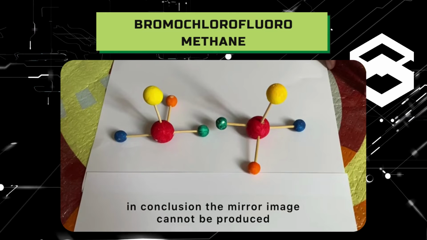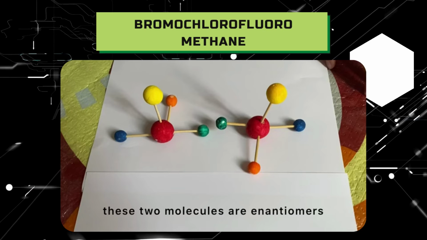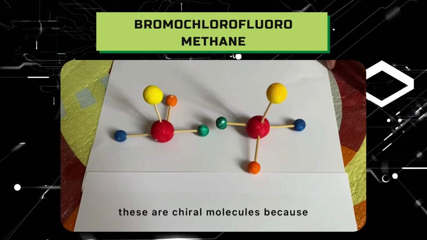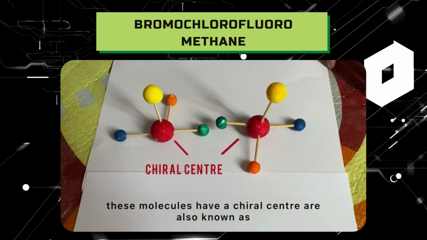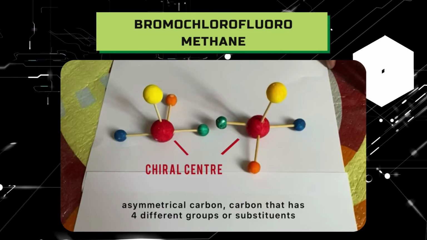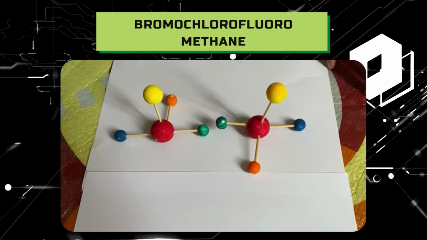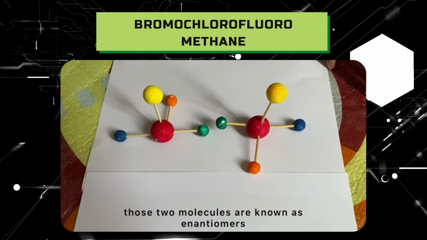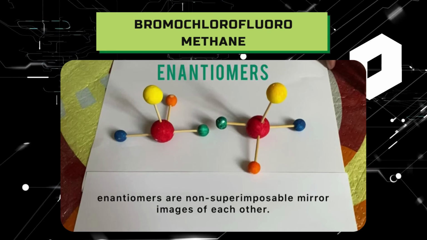In conclusion, the mirror image cannot be superimposed after rotating the second model because these two molecules are enantiomers. These are chiral molecules because they have a chiral center, also known as an asymmetrical carbon, that has 4 different groups or substituents. Whenever you have chiral molecules, those 2 molecules are known as enantiomers. Enantiomers are non-superimposable mirror images of each other.